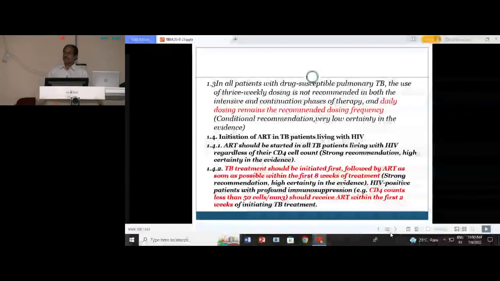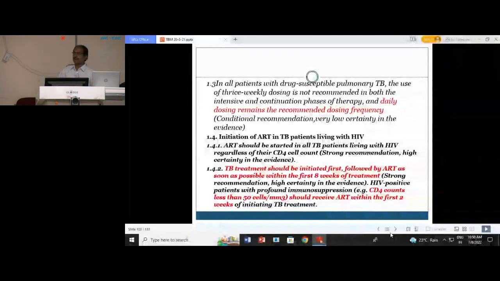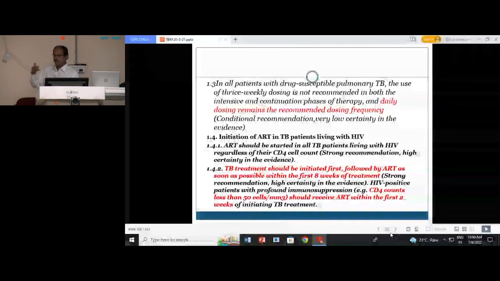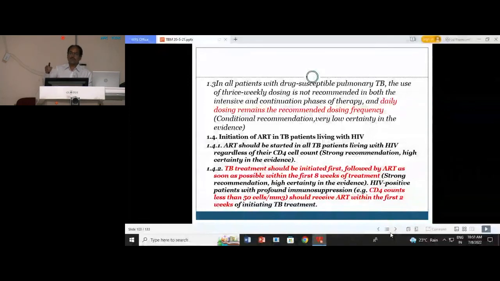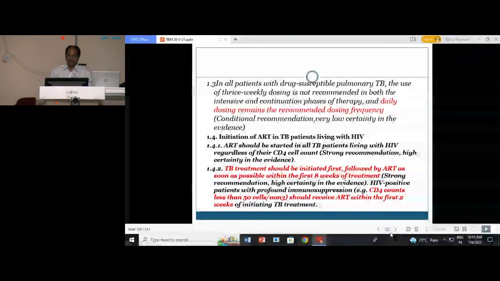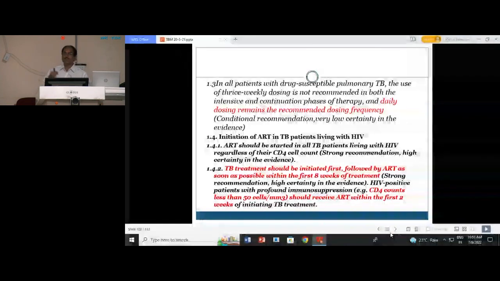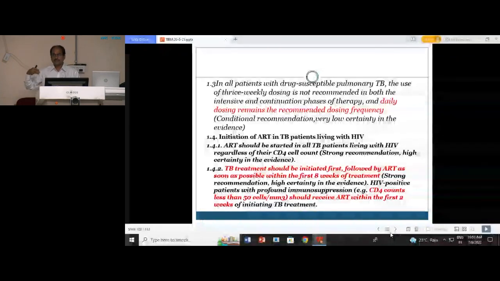Some people give DOTS alternate days. No, you give daily. TB treatment should be initiated first, followed by ART. When a patient is PLHIV, a person living with HIV, with tuberculosis, first TB treatment should be initiated, followed by ART as soon as possible within the first 2 months, the first 8 weeks of treatment. If the CD4 count is less than 50, they should receive ART within 2 weeks. This is an important point. If the CD4 count is less than 50, start ART as early as you can, within 2 weeks. So those are the highlight points.